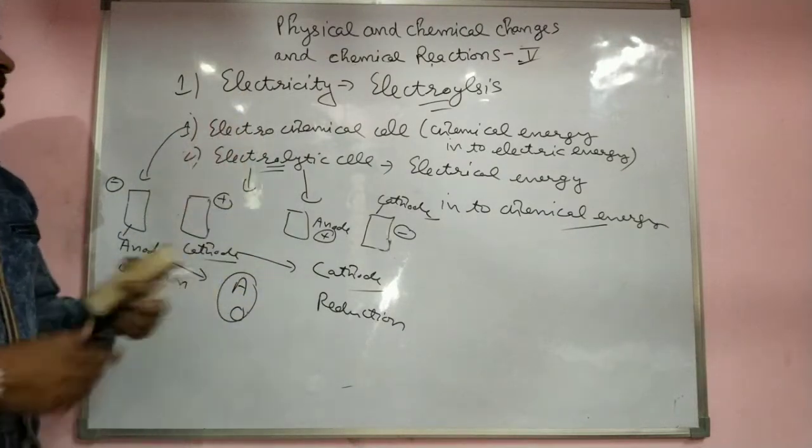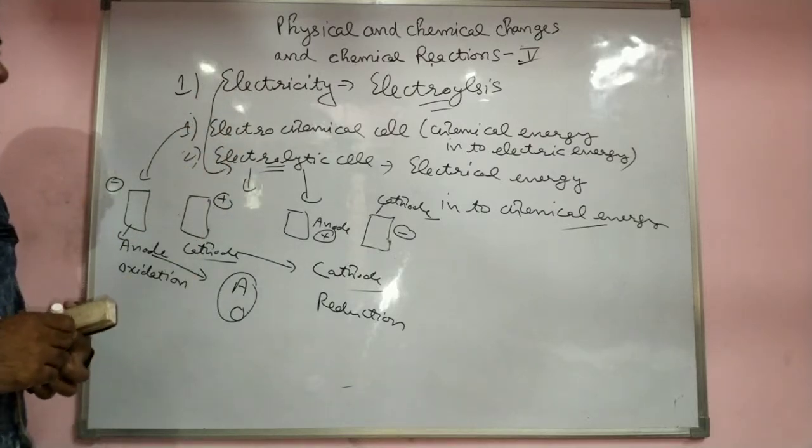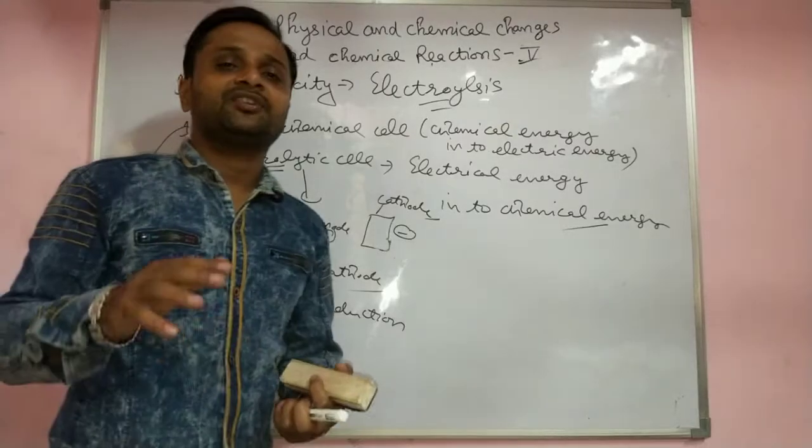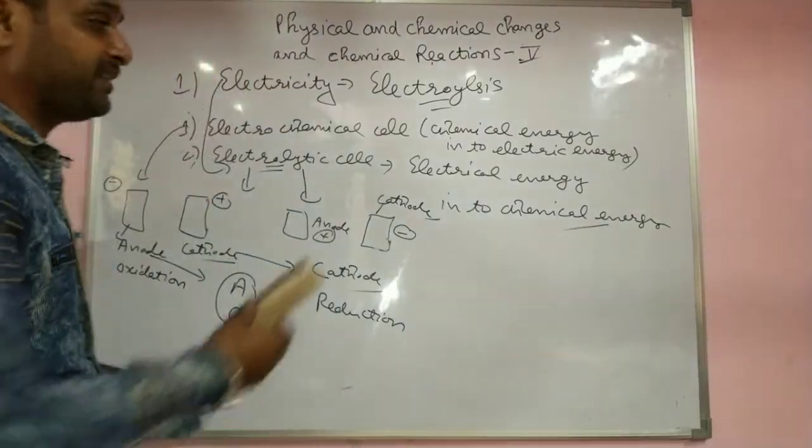Electrolysis is for the electrolytic cell. The electrical energy is converted into chemical energy. We are able to use electricity to break the chemical.